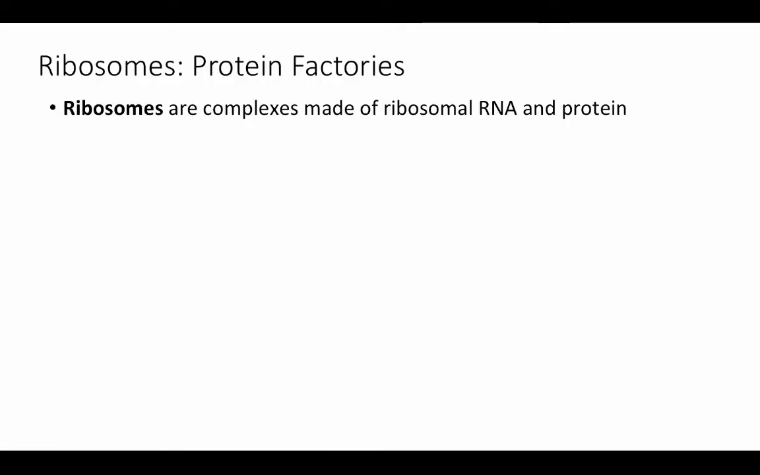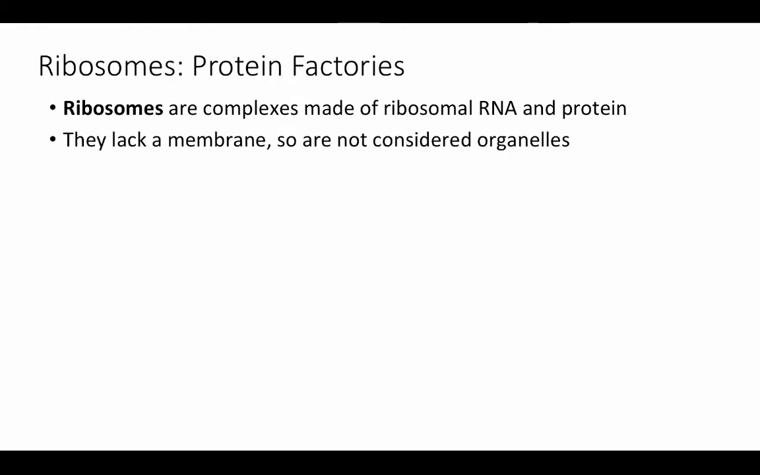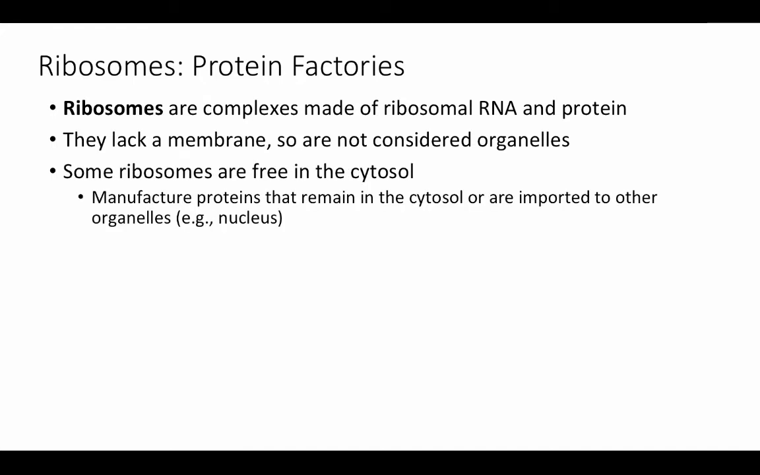What are these ribosomes? So basically they're protein factories. I like to think of them as sort of the workbenches where these polypeptides are put together. This is where those condensation or dehydration reactions happen that attach the amino acids to each other in just the particular sequence. So we'll learn more about the details of how that happens when we get to translation a little bit later on in the semester. But for now, ribosomes are complexes made of ribosomal RNA and protein. They lack a membrane, so technically they're not considered organelles.